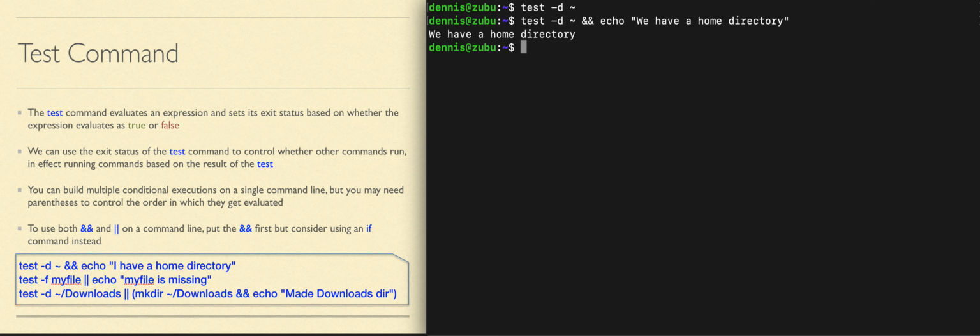Test expressions can be more complicated than this. This is a simple example. We can combine testing and conditional operators to do multiple things. If I wanted my test to test for a directory and print out a message if the directory exists, and also print out a message if it doesn't exist so that I know for sure what the output is, I can put both of those in with both conditionals.